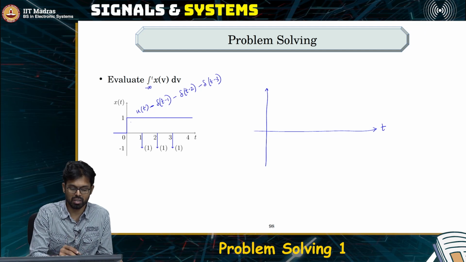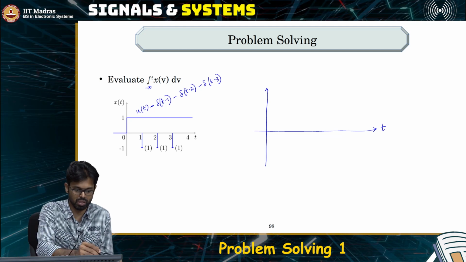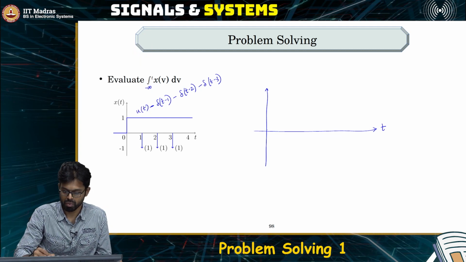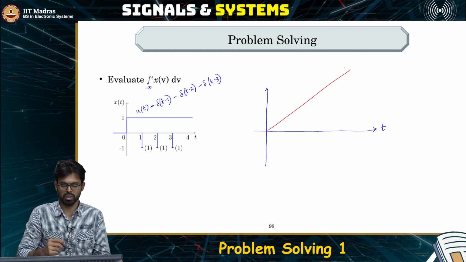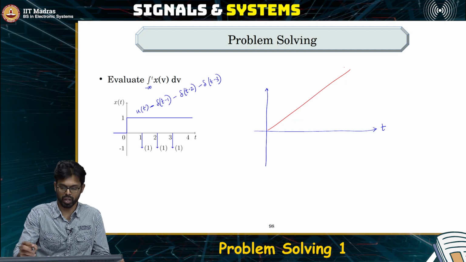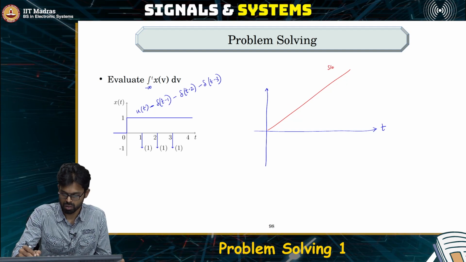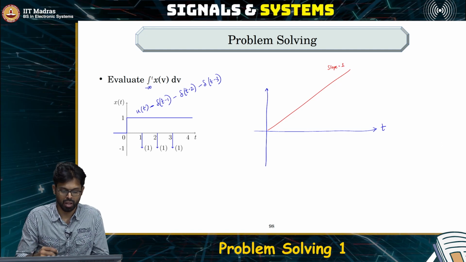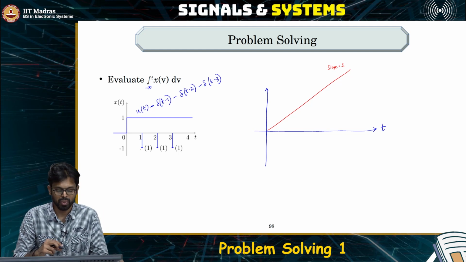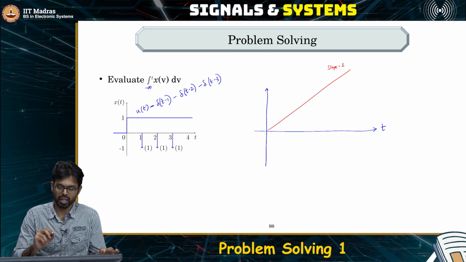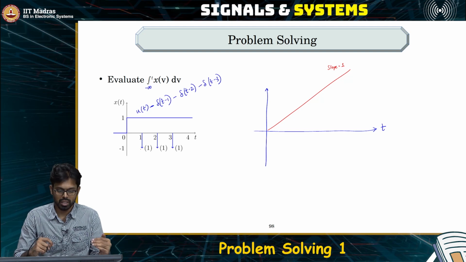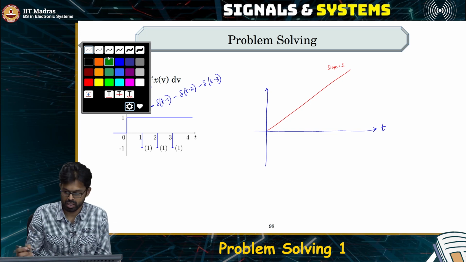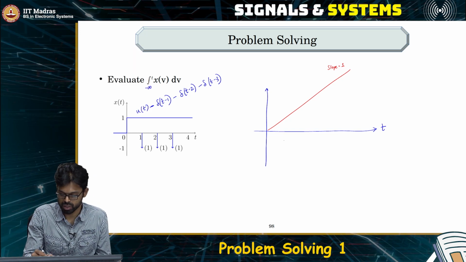So if you integrate this step function, what are you supposed to see? You are supposed to see just a ramp, right. It keeps increasing, and this has slope 1. So this is what you are supposed to see. Now if you integrate this step function, you get this ramp. If you integrate this Dirac delta signal, then what are you supposed to get? You will get a step function.